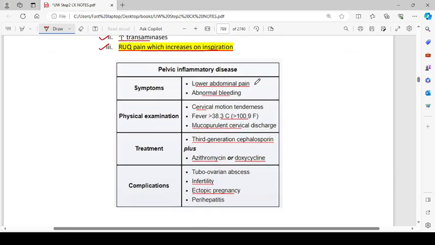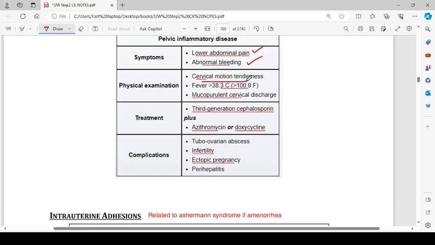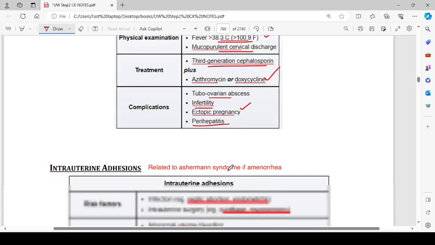Pelvic inflammatory disease: the symptoms are lower abdominal pain and abnormal bleeding. Physical examination: cervical motion tenderness, fever of more than 38.3 degrees Celsius or more than 100.9 degrees Fahrenheit, and mucopurulent cervical discharge. Treatment: third generation cephalosporin with azithromycin or doxycycline. Complications are tubo-ovarian abscess, infertility, ectopic pregnancy, and perihepatitis.